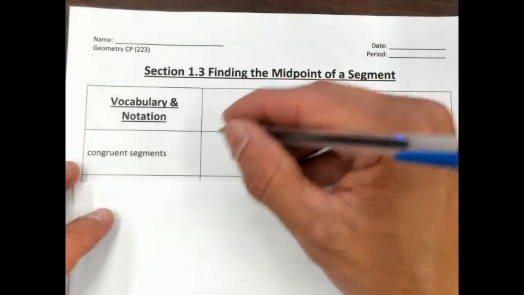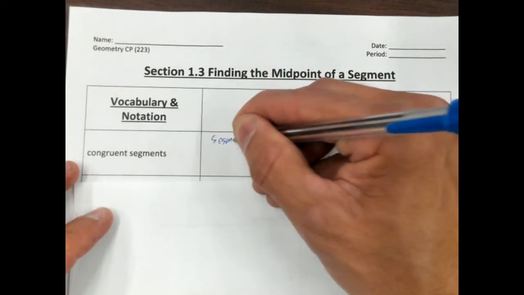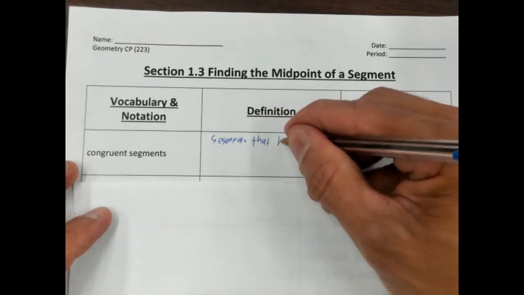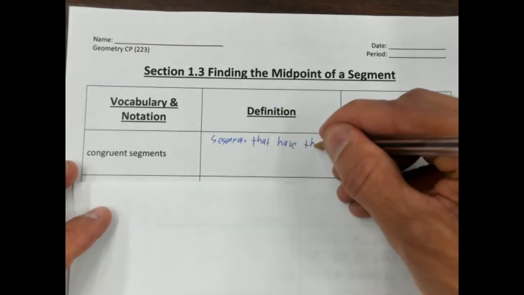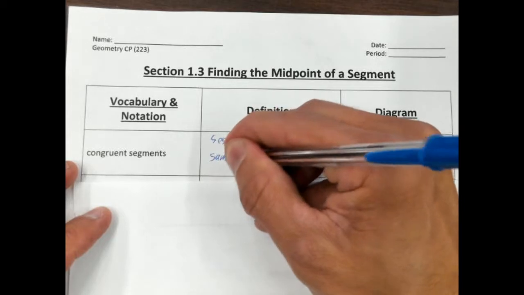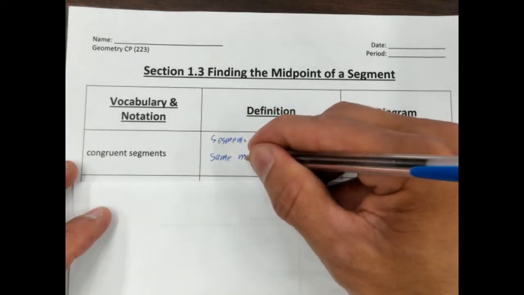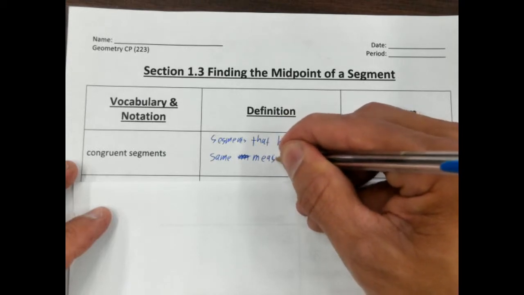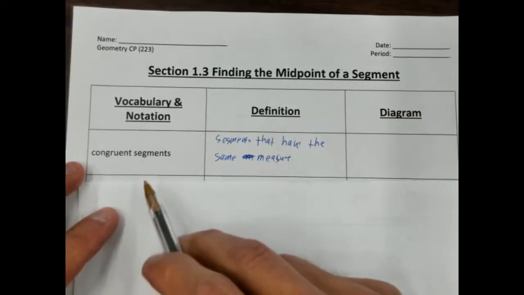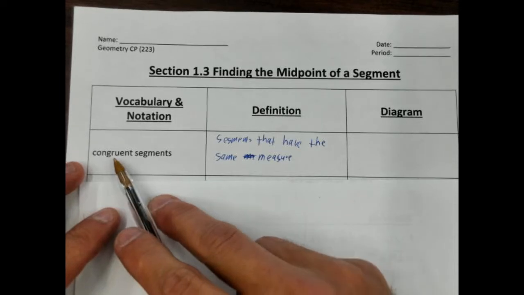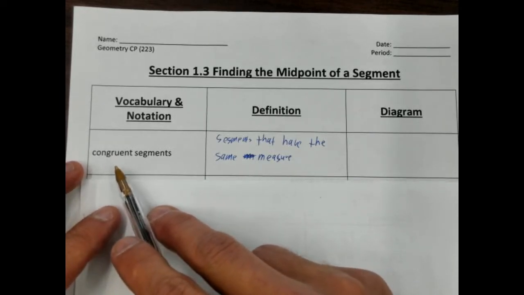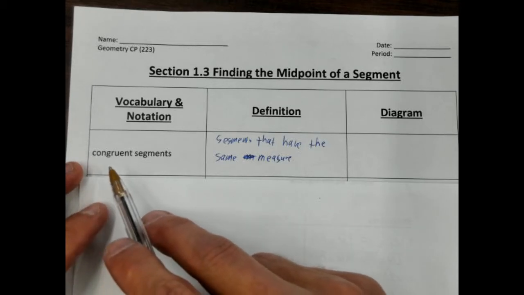Well, congruent segments are segments that have the same measure. Now, it's really important that we understand what congruent means. Okay, congruent means the same shape and same size. You can almost think of it like the word equal, but for geometry.